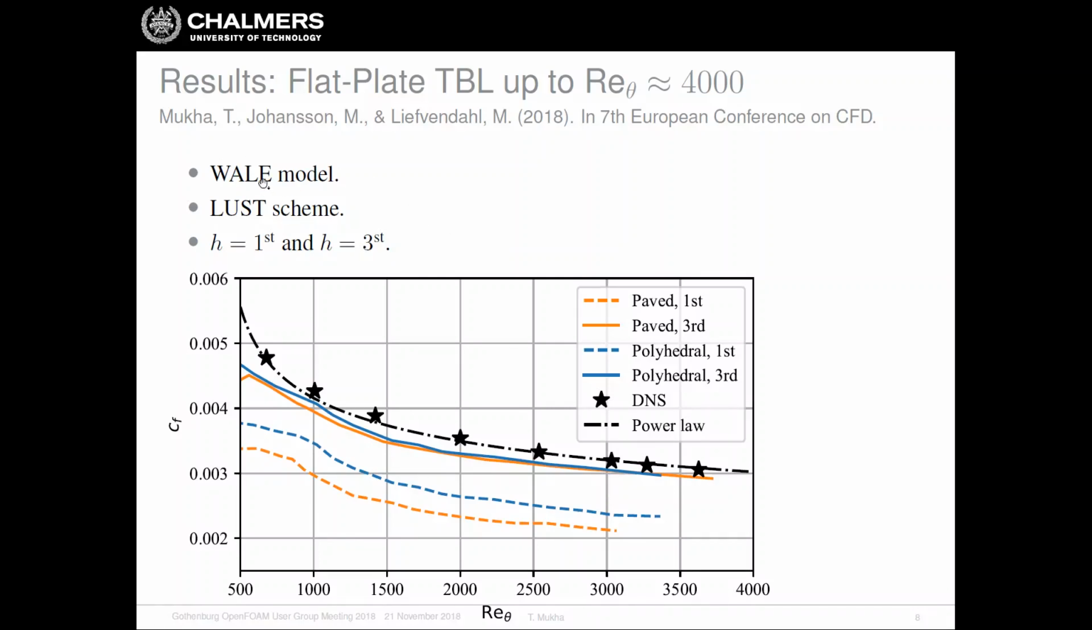And in terms of SGS modeling and the numerics, we use the WALE model and the LES scheme, just like we recommended based on the simulations we've done using structured hexes. And here we have a result for the skin friction coefficient as a function of Reynolds number. We have some benchmark data, both DNS and a power law estimate. What we can see is that basically on both meshes we get very nice results, and there's a systematic error introduced when we use this option.